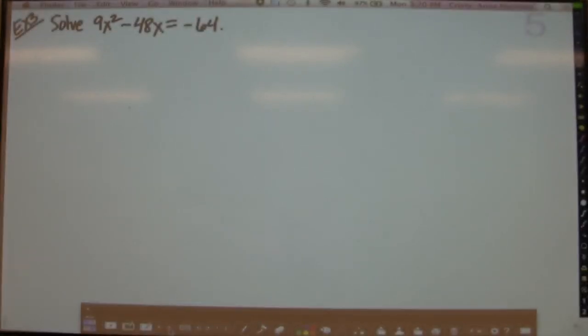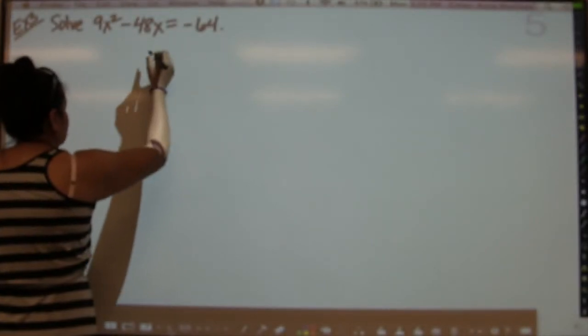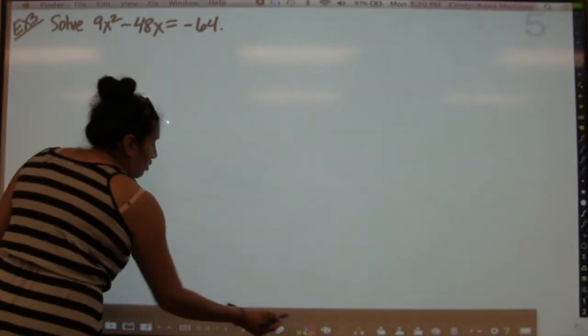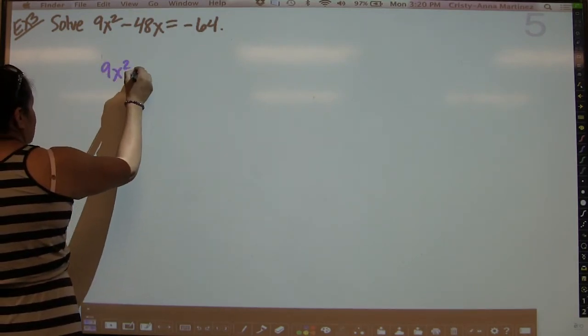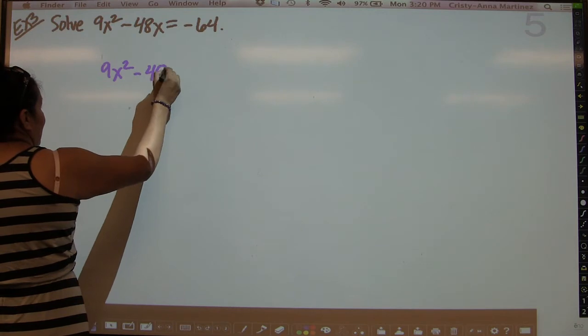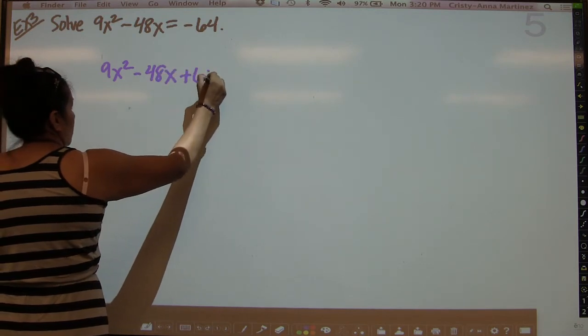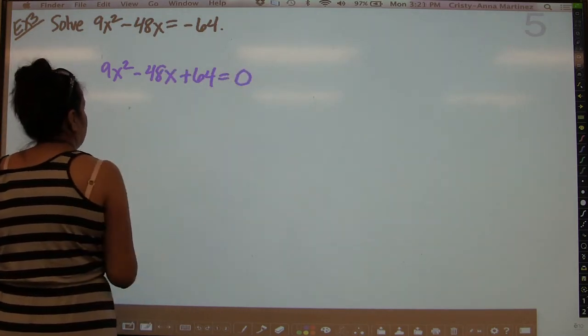So now we're going to solve quadratic equations with this whole factoring idea. So it says solve 9x squared minus 48x equals negative 64. The first thing you have to do is make sure that you equate it to 0. So the fact that it says equal negative 64, we need to bring that 64 to the other side. So we're going to add the 64 to both sides, and that's going to give us 9x squared minus 48x plus 64, and then equal to 0.